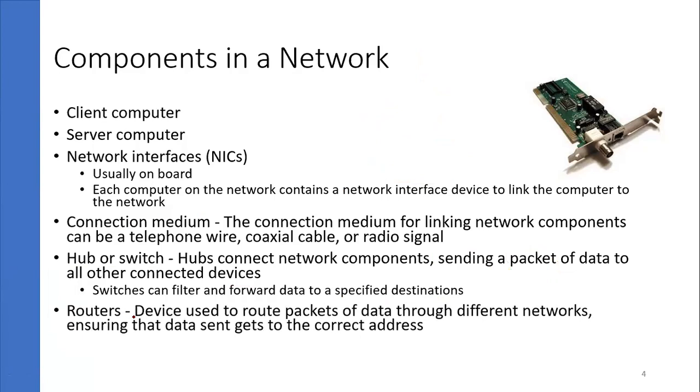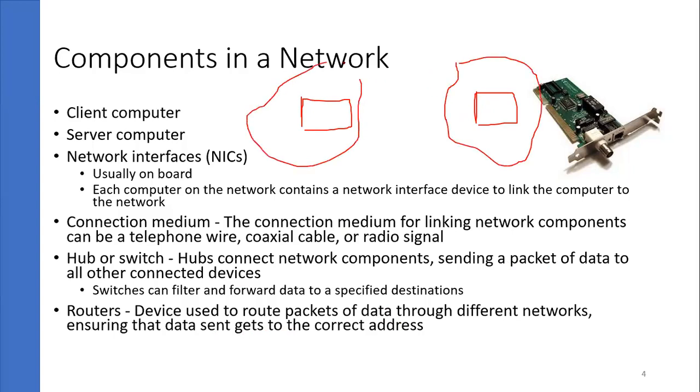Routers. A router is a device used to route packets of data through different networks, ensuring that the data sent gets to the correct address. Now you are in one network, and your receiver is in another. You two need to communicate in between. For that, we need another hardware device known as a router.